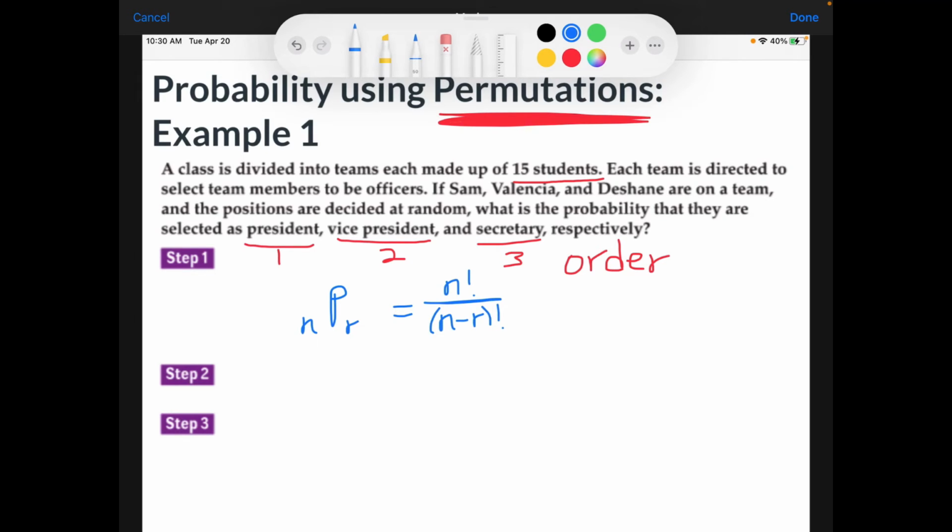So what is n? N is the total number of objects. In this case, there's 15 students. So not that students are objects, but in this case they are. Okay, so we're going to put 15. All right, so everywhere you see an n, we're going to put a 15.